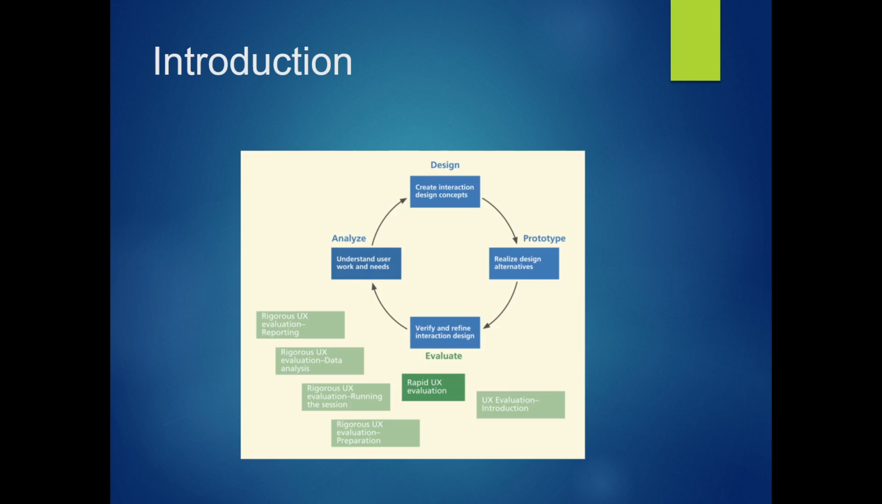And if there are any complications or something needs to be changed, that refinement is done in the evaluation phase. But how do we come to know about those refinements, or about what problems our system is having? For that, evaluation has two different types of techniques. One is rigorous evaluation, one is rapid evaluation.